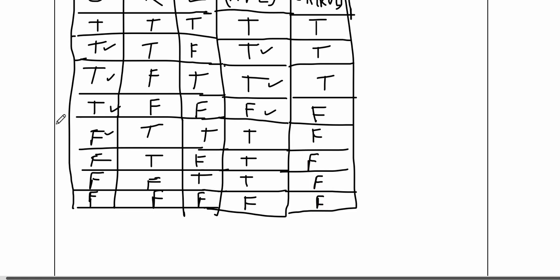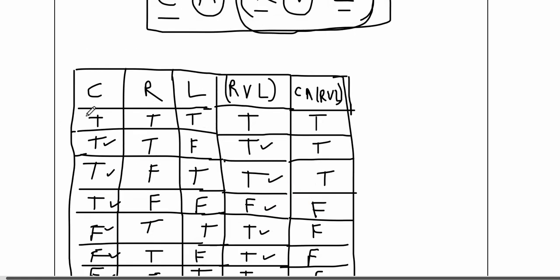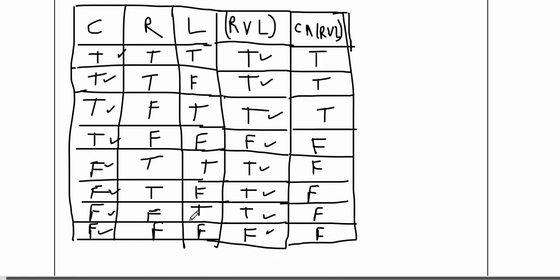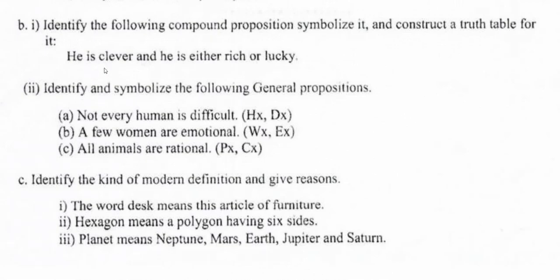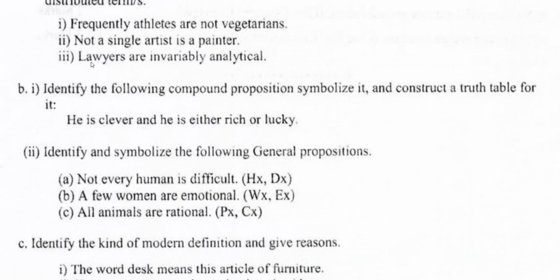Because we don't have true on both sides. Here also both sides are not true, here also, and here also. So therefore it is false. Only when both sides are true will the result be true. So this is how we create our truth table. We have completed all three parts, 1, 2, 3. This can be created very quickly. This was for 3 marks.